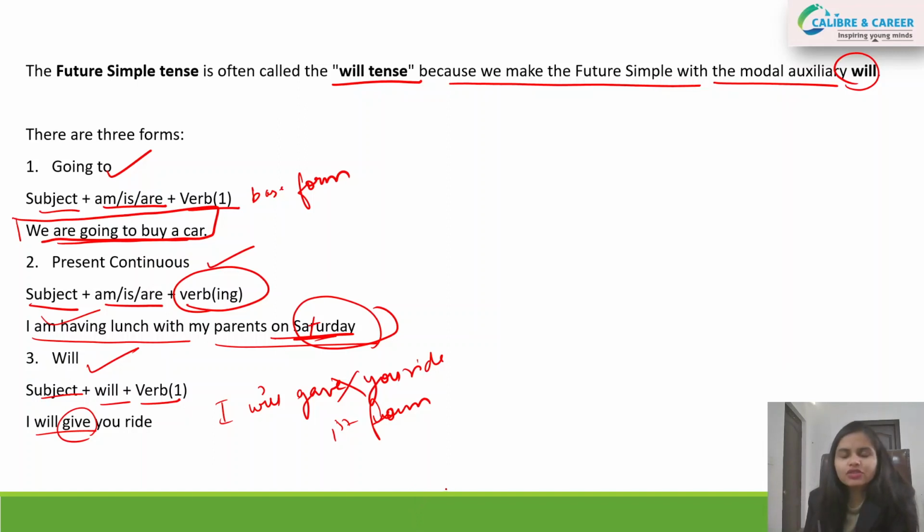So with respect to future simple tense, there are three things that you have to remember. Number one is going to. When something is going to happen in future, it will be subject plus is/am/are plus verb first form. But when it is used in the context of present continuous, verb plus ing will be used. But with your subject, you have to show what is going to happen in future. And with respect to will, you will use verb first form only. We have already understood that with I and we, shall can be used, but will can be used with all the persons.